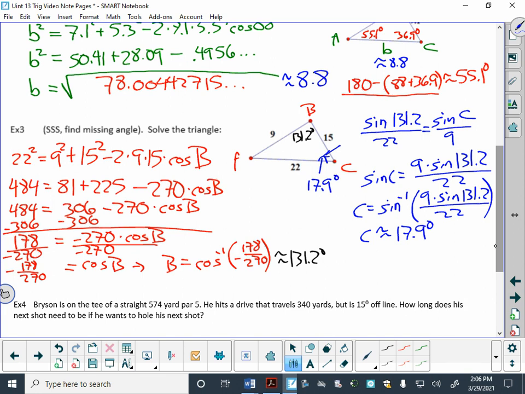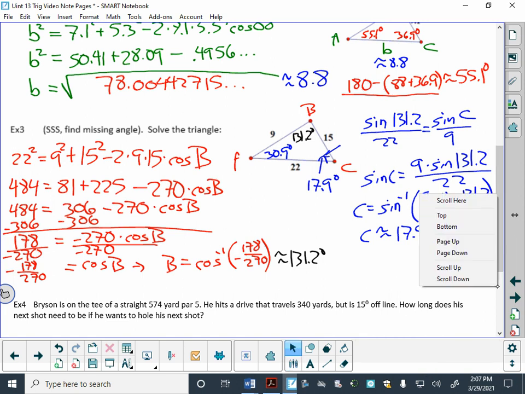And then I'll do the 180 minus the 131.2 minus the 17.9. And that leaves 30.9 degrees for this angle. And now I know all the angles and all the sides in that triangle.